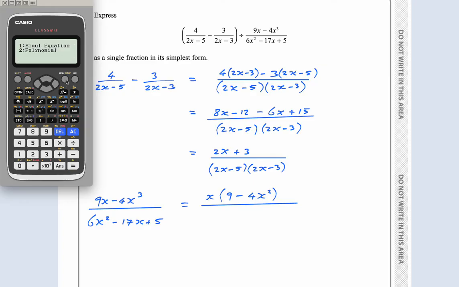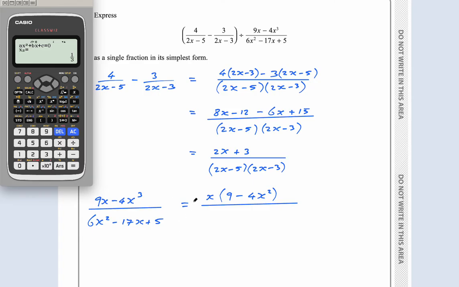So what I do is I go to polynomial, degree 2, because it's a quadratic, and then I write 6 here, negative 17 here, and 5 there. And it gives us two solutions. It's x is 5 over 2, and x is 1 over 3.